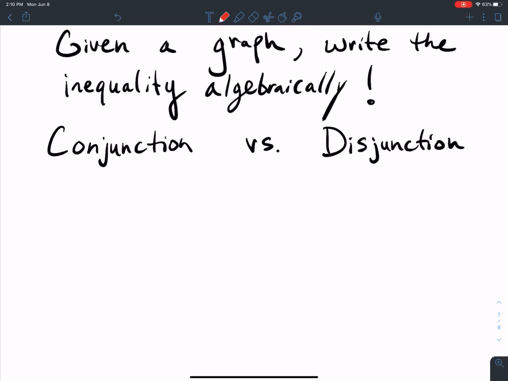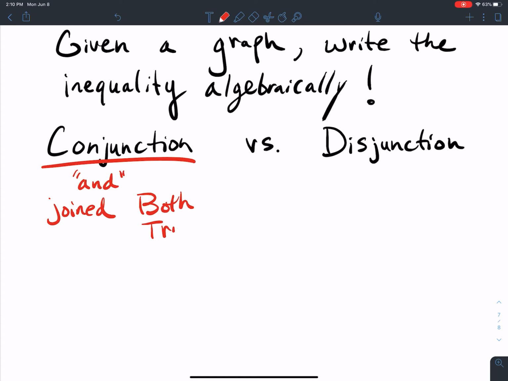So in this video, we're going to be given a graph, and then we're going to write the inequality that's associated with that graph. And so we're going to deal with conjunctions, but we're also going to deal with disjunction. So conjunction, the word and comes to mind. Okay, it's joined, meaning both must be true. Okay, so conjunctions are and statements.